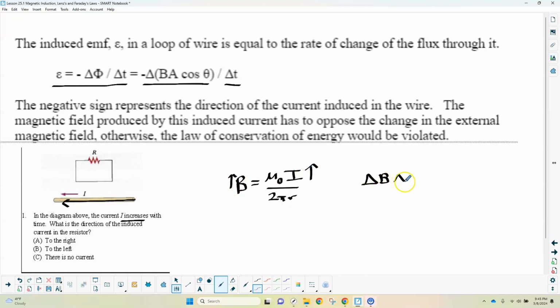Our area is staying the same because it's not changing. Our orientation is not changing, so cosine theta is not changing. Cosine theta and A are constants, but there is a change in B, and that happens with time. So if we have a change in time and a change in flux, which is what's happening here, then we have an EMF. And if there's an EMF, we get an induced current. And remember, that current has to oppose the changing field.